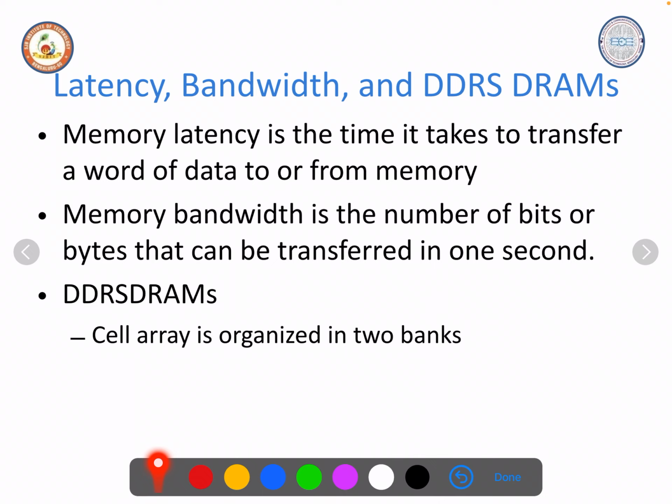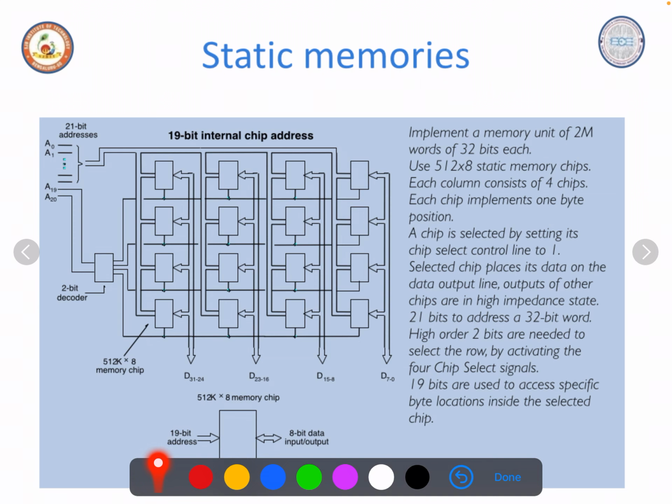In order to increase the bandwidth or decrease the latency, a new technique was proposed called DDR SDRAMs. DDR stands for double data rate synchronous dynamic random access memory. Here the cells are arranged in 2 banks, so twice the data rate is achieved. So obviously the bandwidth will be increased.